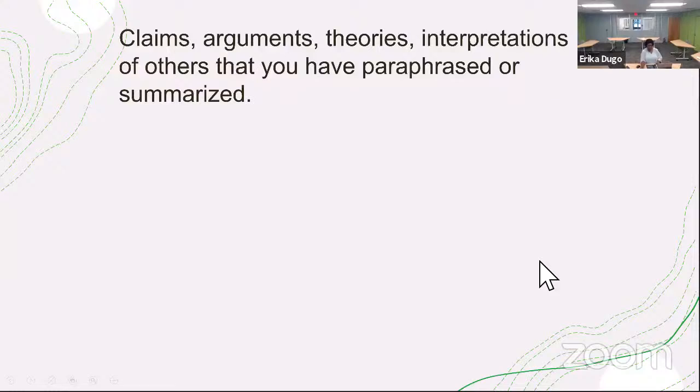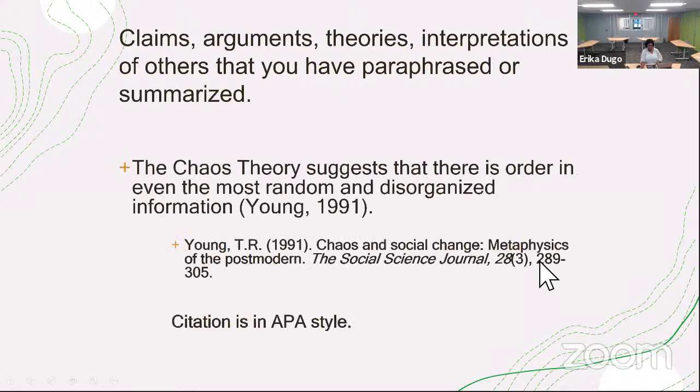So you also need to acknowledge any claims, arguments, theories, interpretations of others that you have paraphrased or summarized. And here's an example of that that's in APA style. So same thing here, you see the author's last name followed by a comma and the year that that publication came out. And then that's the in-text citation, and this is the citation that you would include at the end of your paper as a reference.